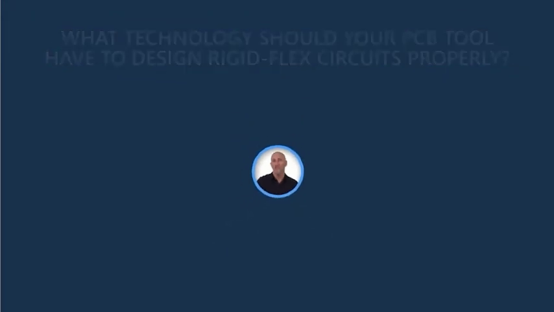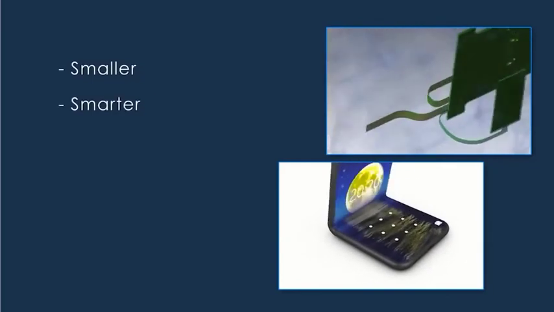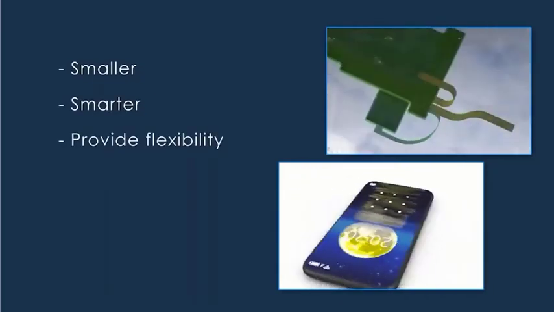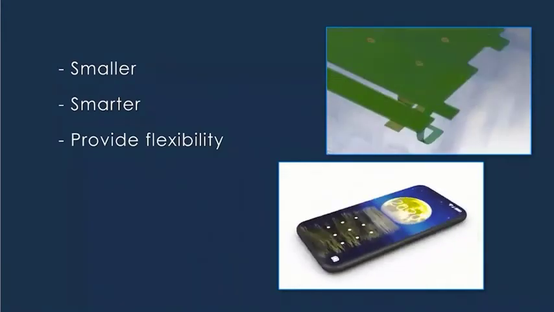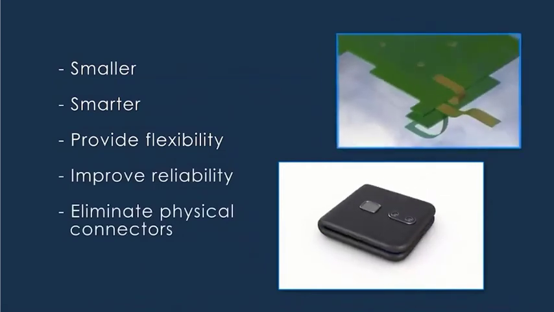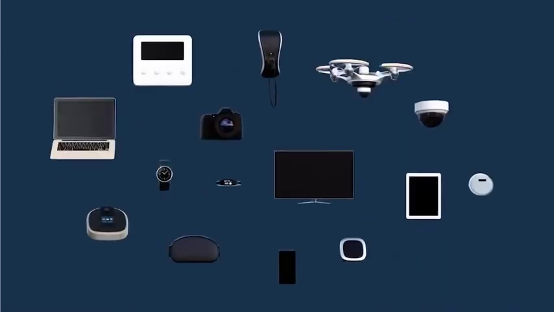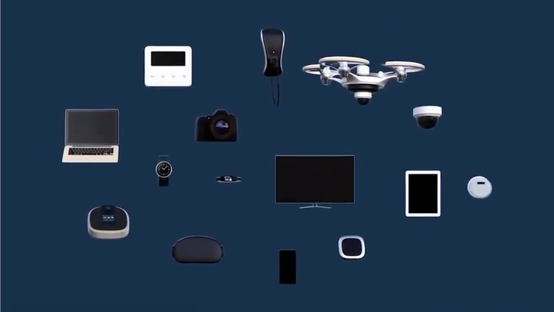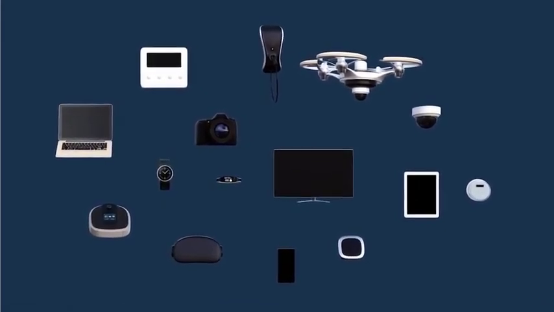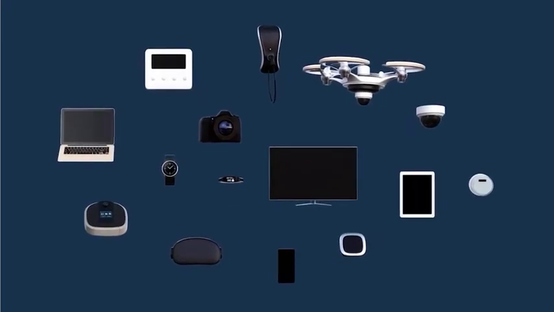Today's electronic products, especially consumer electronics, continue to become smaller and smarter. They contain flex and rigid flex circuits that enable manufacturers to keep form factors small, provide flexibility, and improve reliability by eliminating physical connectors. Many of the products we use today, like tablets, GPS units, smartphones, health trackers, wearables, thermostats, and many more, contain rigid flex PCBs in their designs.